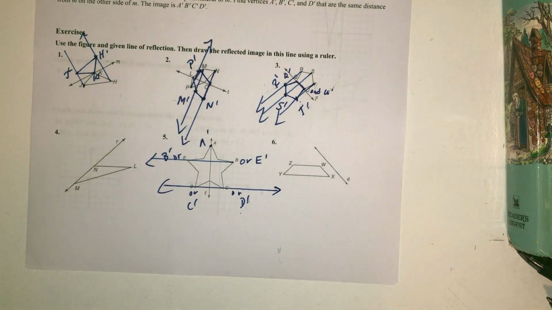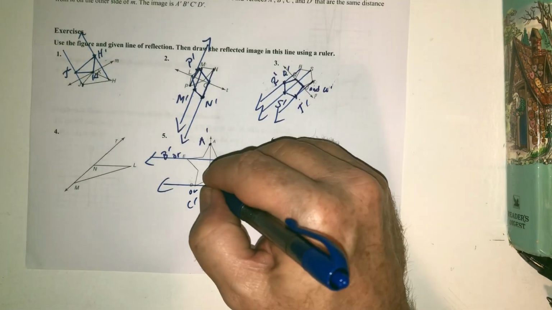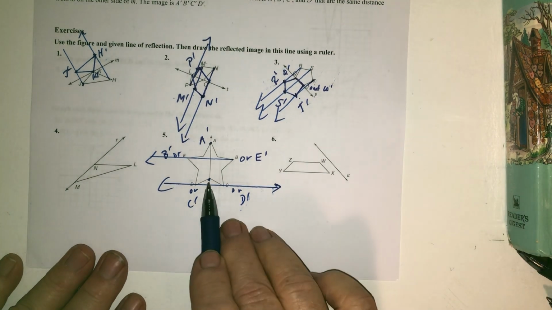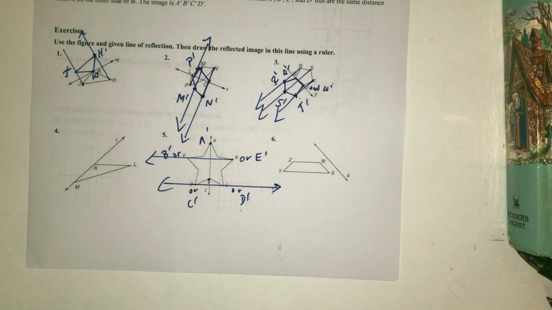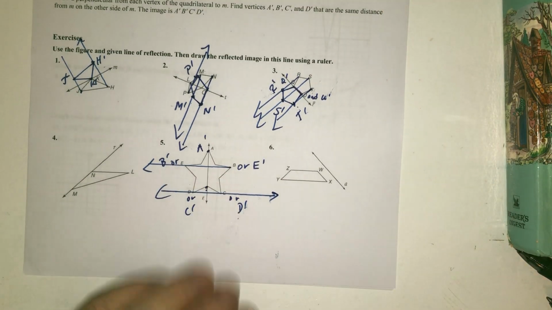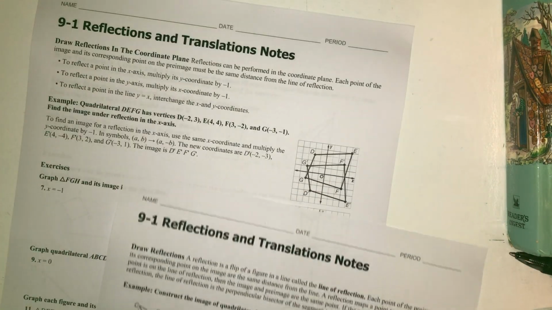So this figure maps to itself because this point was also on the line. It's not named, but it would stay on that line. All right, so that figure maps over to itself. All right, that's how you can do it not on the coordinate plane, by the way. Okay, all right, now on the coordinate plane.